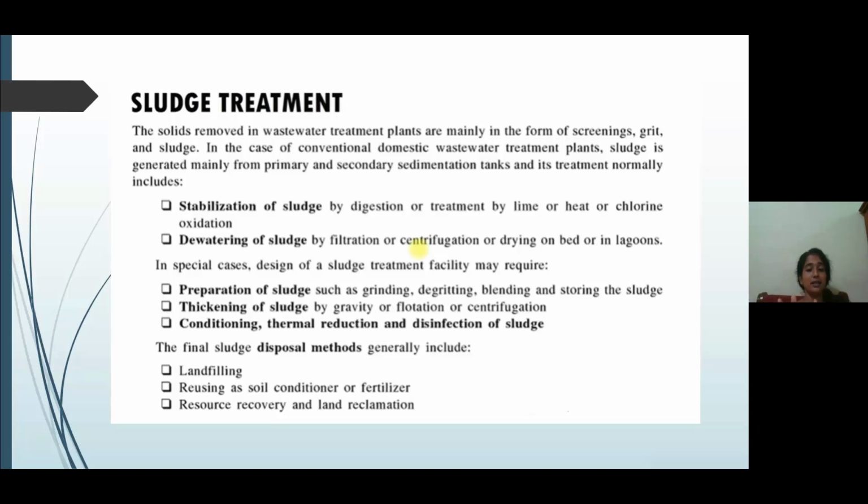Then the final sludge disposal methods are there. That is landfilling, reusing as soil conditioner or a fertilizer, then resource recovery and land reclamation.